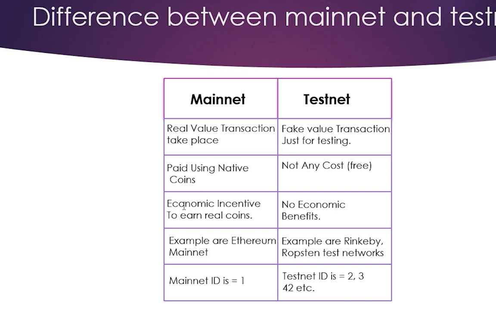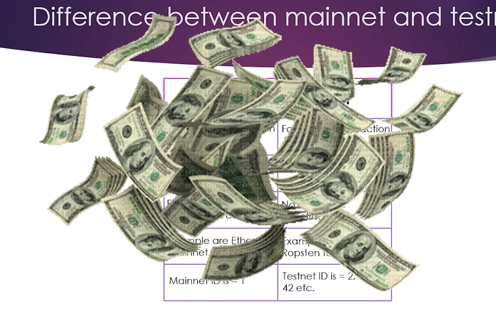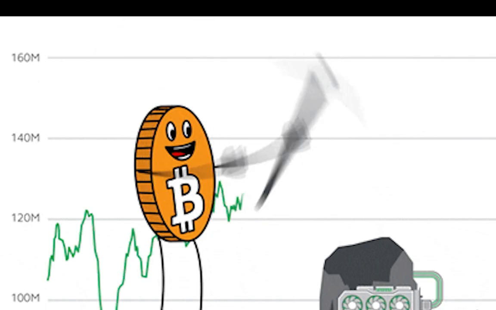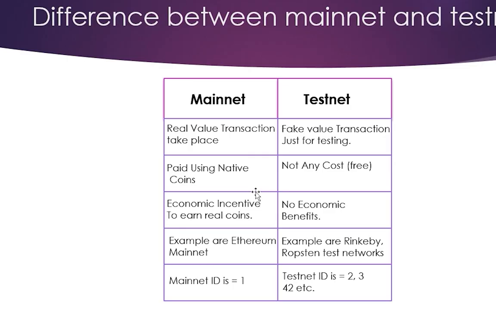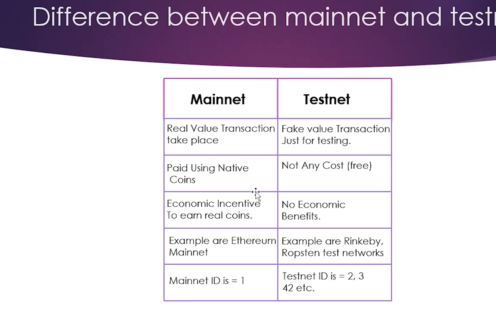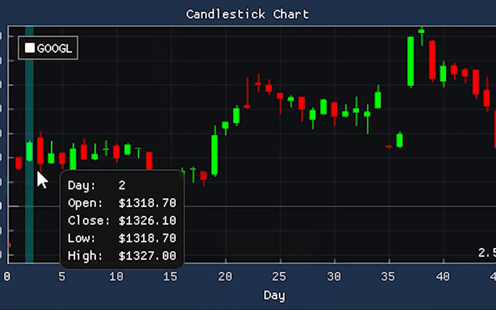And now let's move to the third step, economic incentive to earn real coins. Like we can do mining in the cryptocurrency network, we can invest our money and then we also can earn, and sometimes we also can lose the money. It depends on the market, it goes up and down.